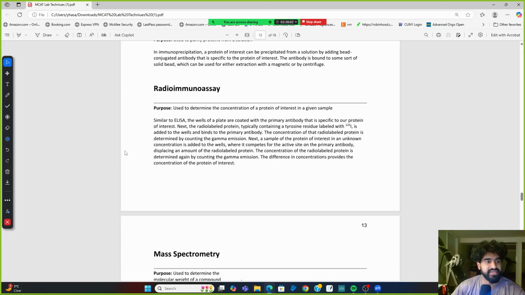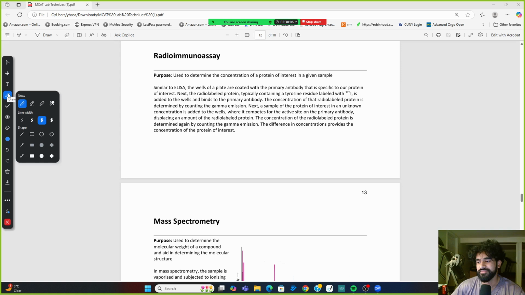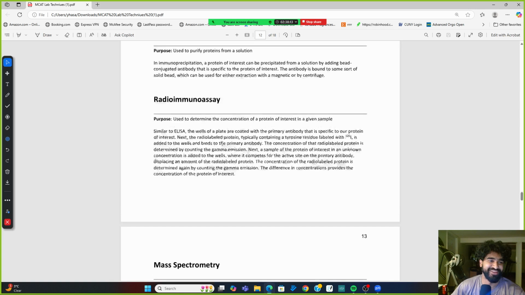Radio immunoassay. Okay, this is kind of like, do you guys see what's at the bottom of the screen right now? I'm scrolling back up. Can you scroll up? Thank you.